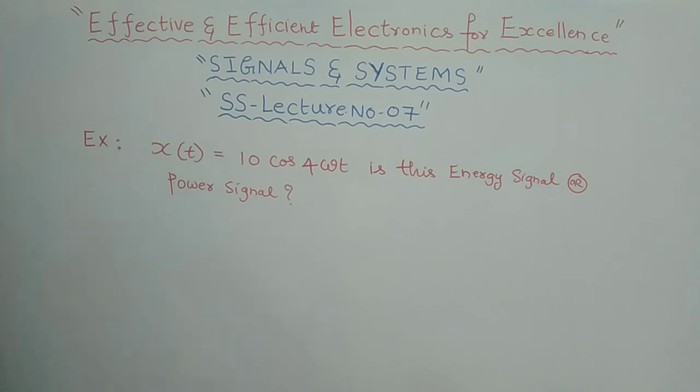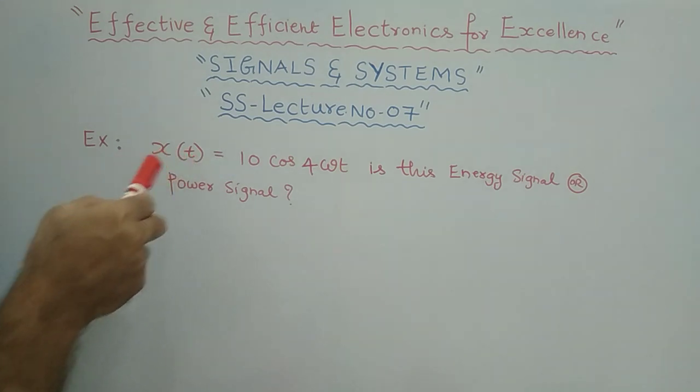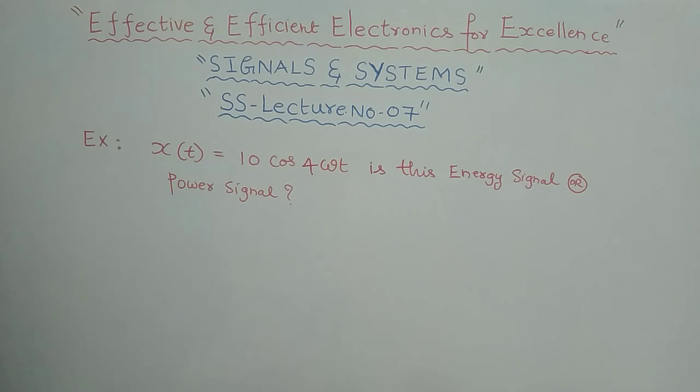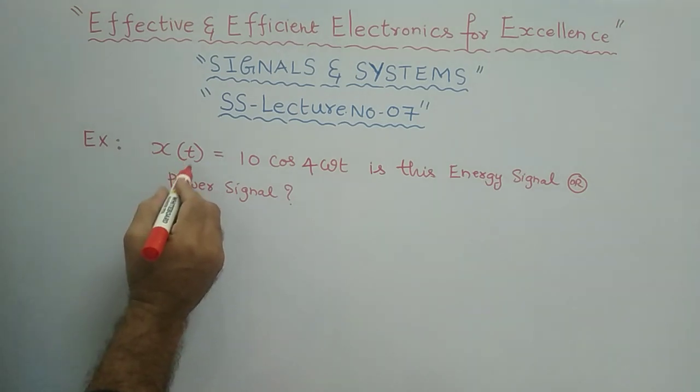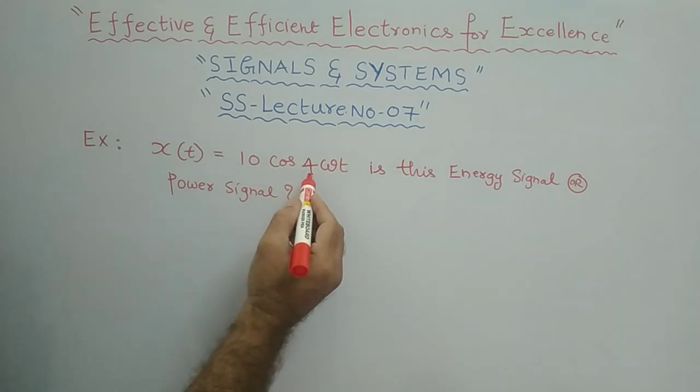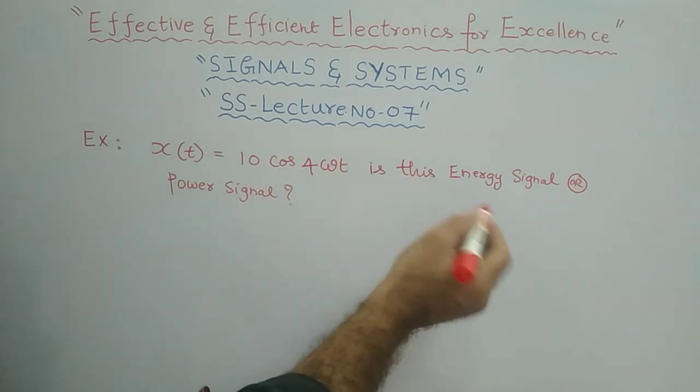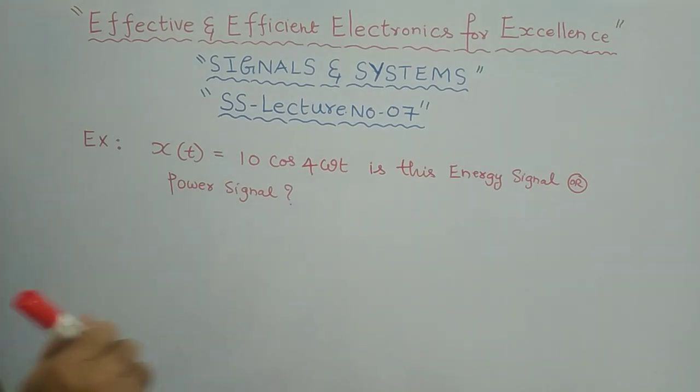In this presentation, again, I would like to solve one important example on energy and power signals. This is the example which I am considering. x of t is equal to 10 cos 4 omega t. This is the given signal. Is this an energy signal or a power signal?